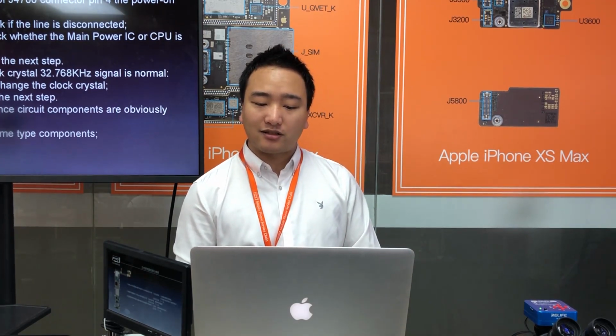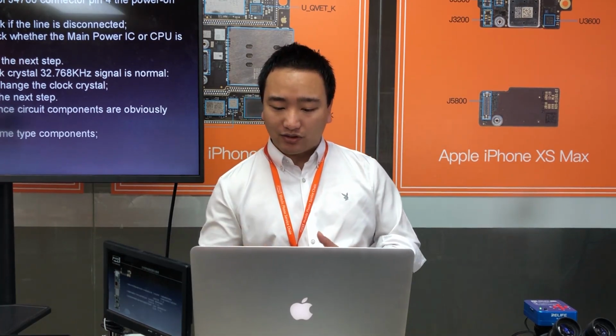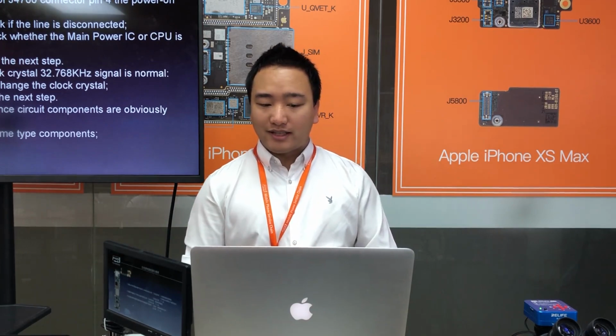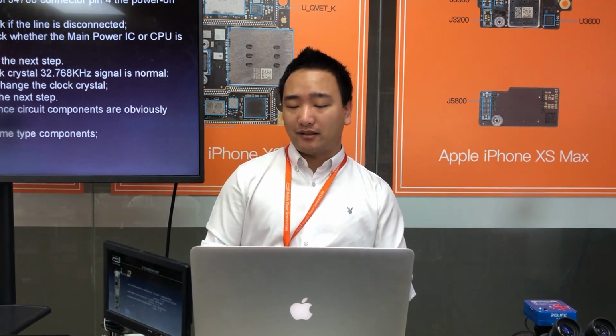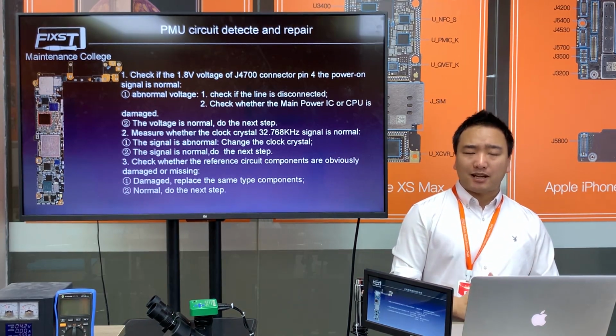If we check this 1.8 volts is normal, we can do the next step. But if there is a big difference in the 1.8 volts, it means the power on button circuit has a problem. In iPhone repair, use the iPhone 6s as a sample. This power on signal is sent to the PMU and the CPU. So when this 1.8 volts is abnormal, first we need to check whether the line is disconnected, or whether the PMU or CPU is damaged.